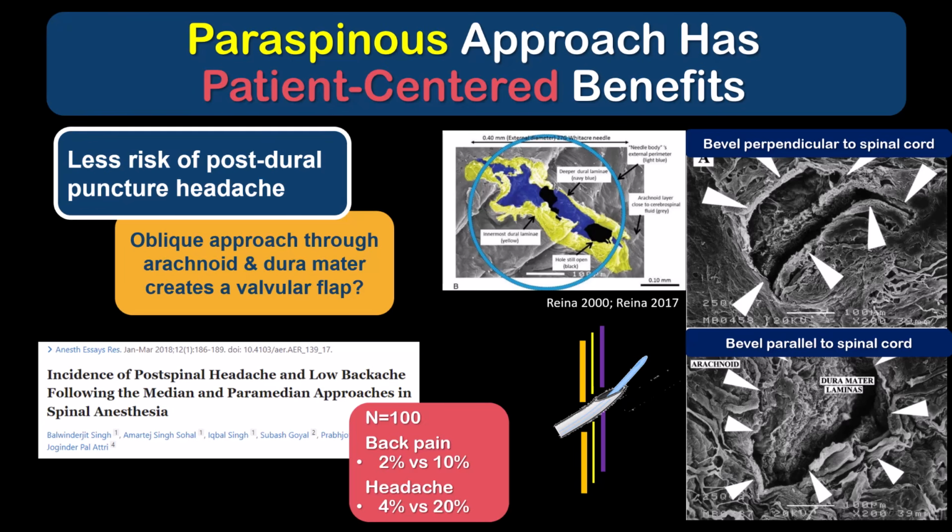Miguel Reyna has published several articles investigating the trauma to dura with the spinal needles, and he's produced some wonderful electron microscopy images. Although the papers don't comment directly on this particular mechanism, I think the images are instructive in that they demonstrate multiple layers of tissue that are penetrated by the needle, and do lend some support to the fact that a valvular flap may indeed be created.